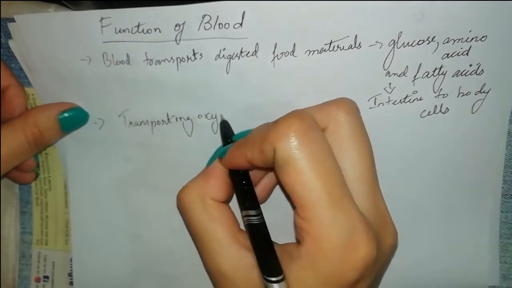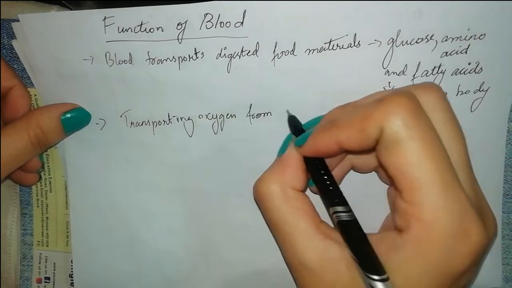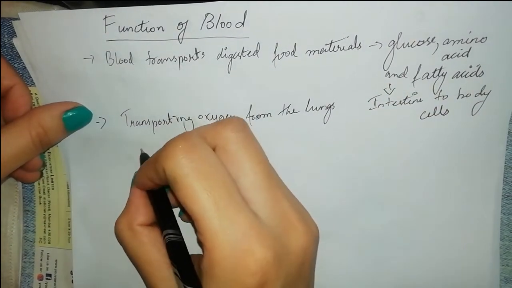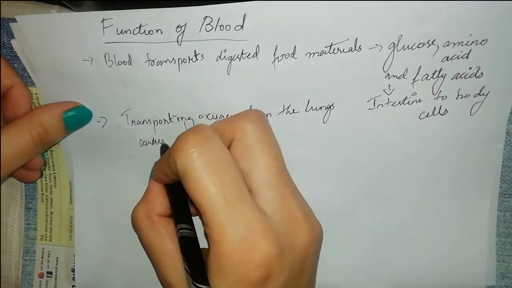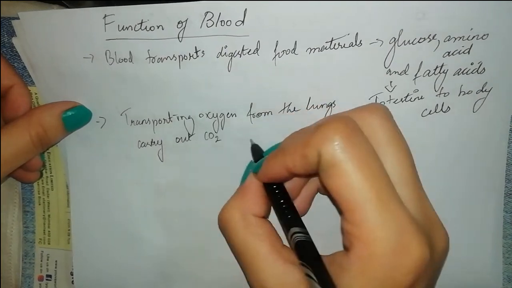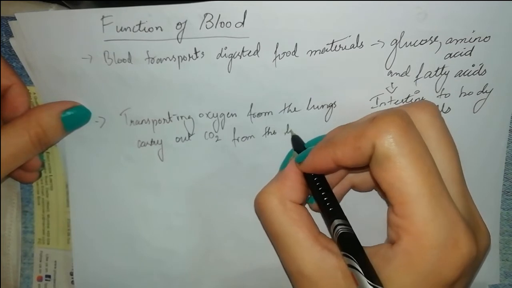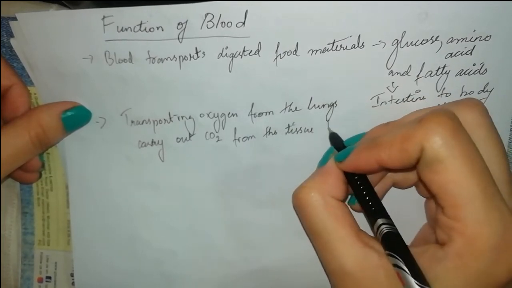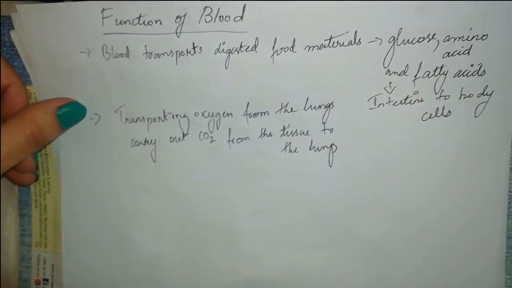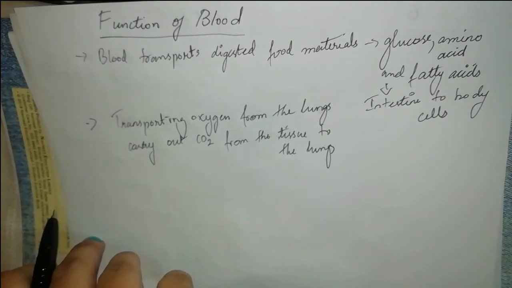oxygen. This is very important. It helps in transporting oxygen from the lungs. At the same time, it will carry carbon dioxide from the tissues to the lungs. So what will happen is that it will take the oxygen from the lungs to the tissues.